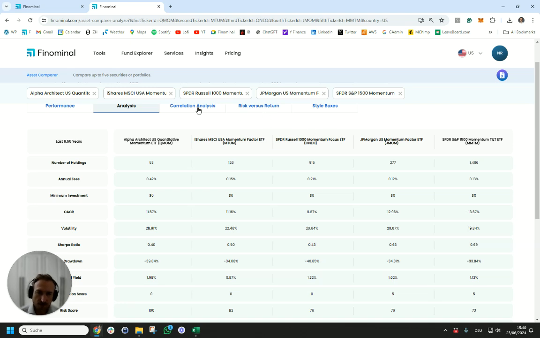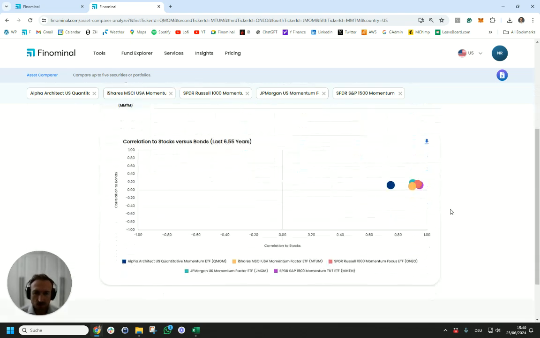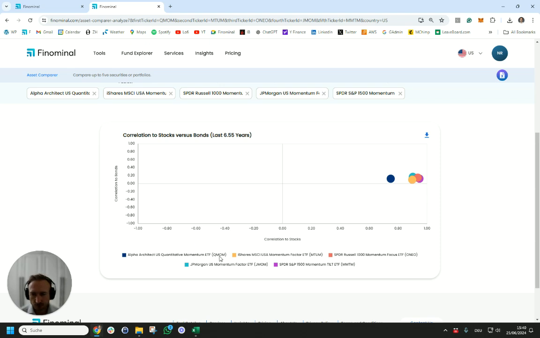Now, the interesting aspect about that part is if you look at QMOM and its correlation to the stock market in the US, it's on the lower side. It's only 0.75 versus those other four products are much more highly correlated. And we can attribute that again to the equal weighting, which does effectively imply that QMOM offers higher diversification benefits compared to if you didn't add the other funds.